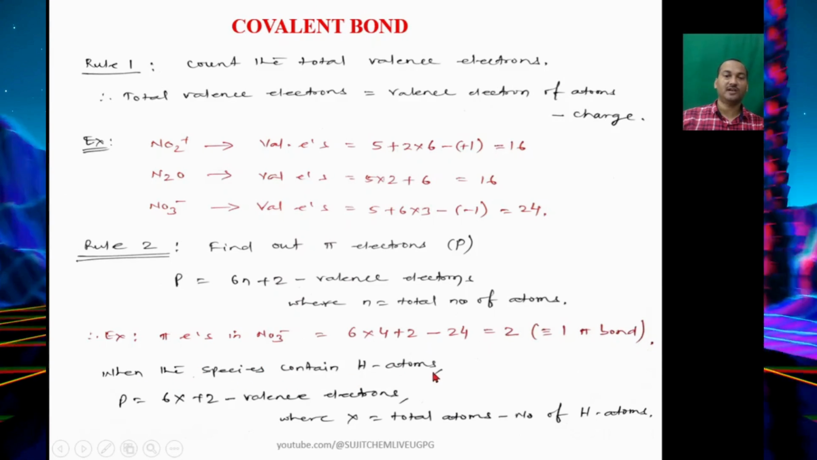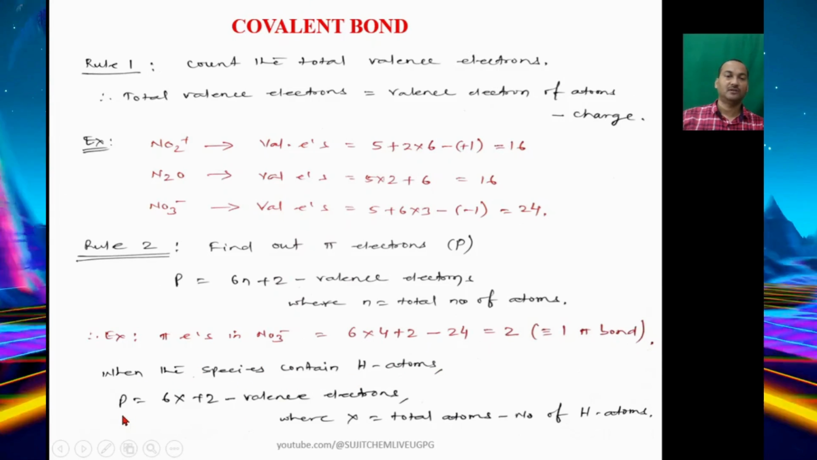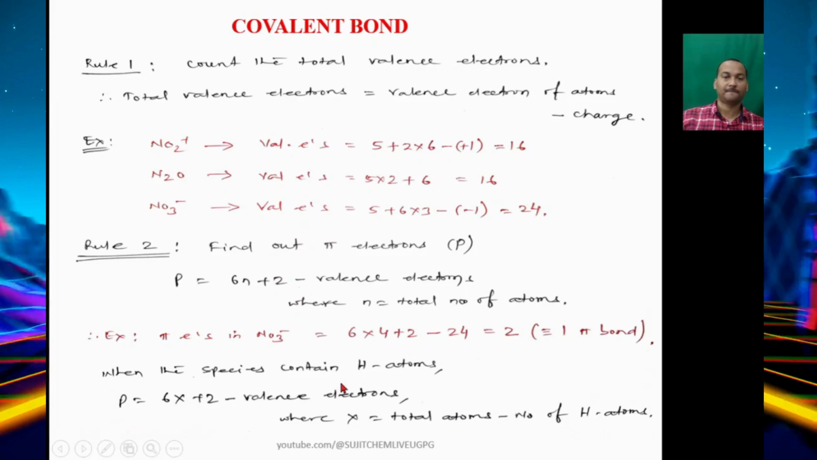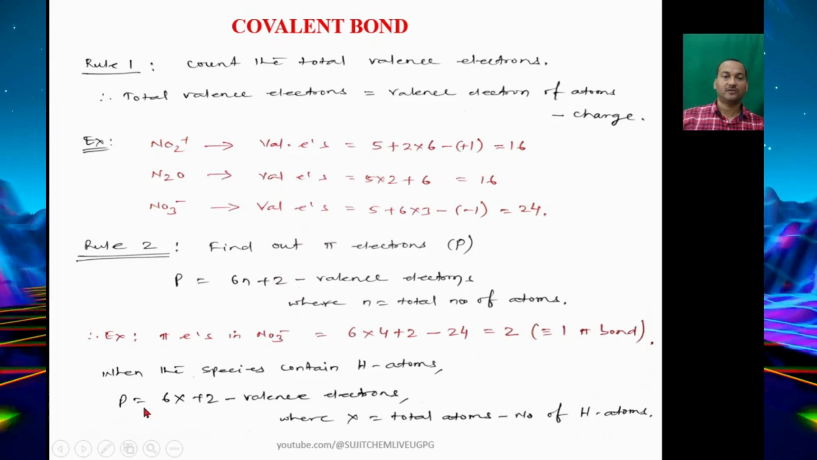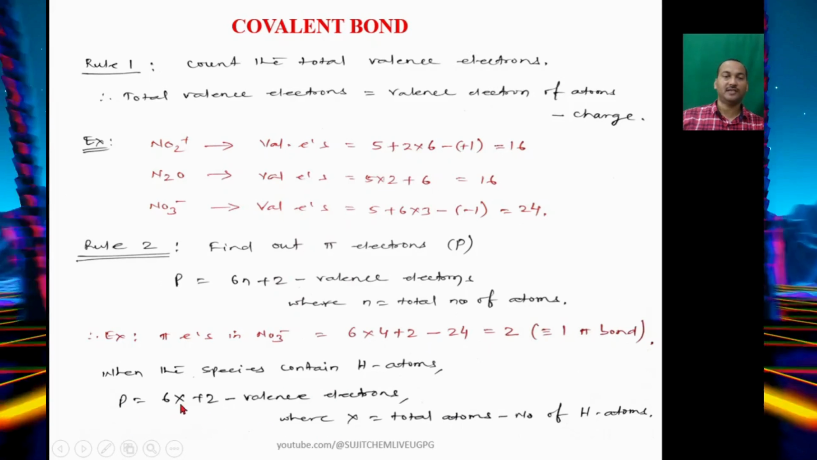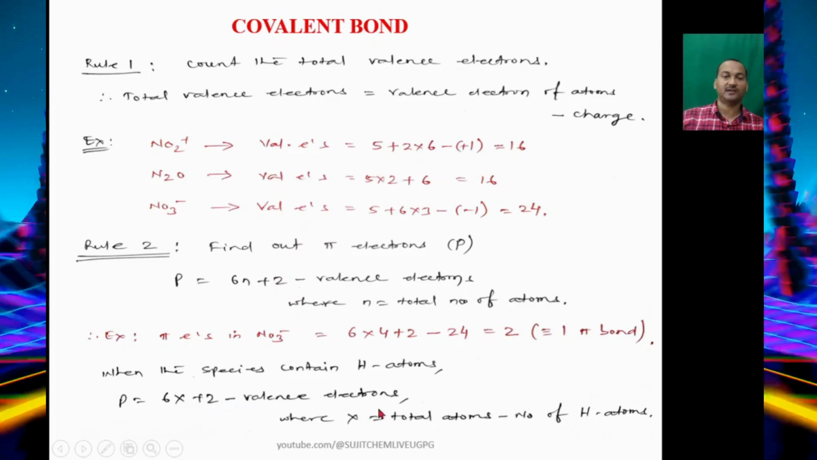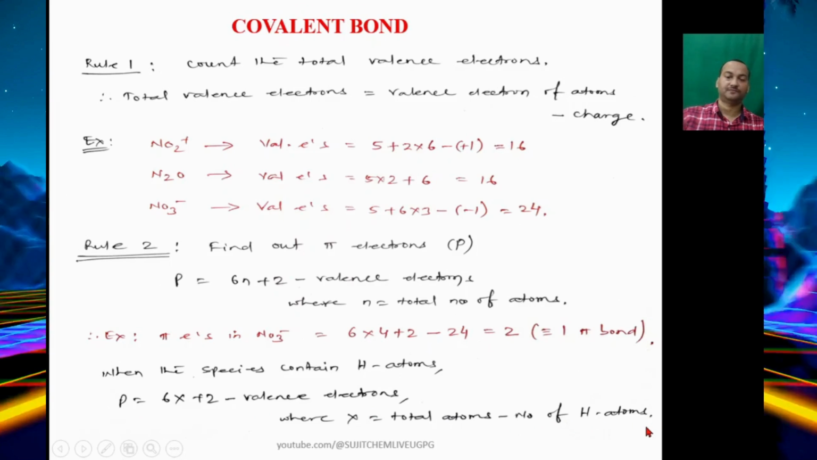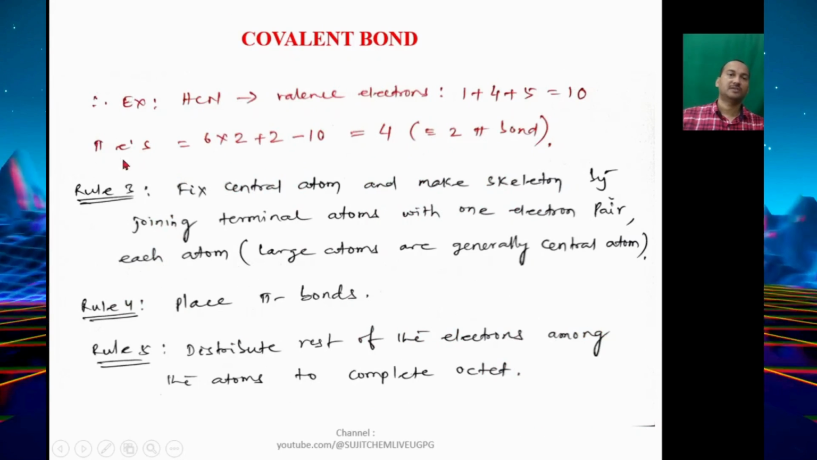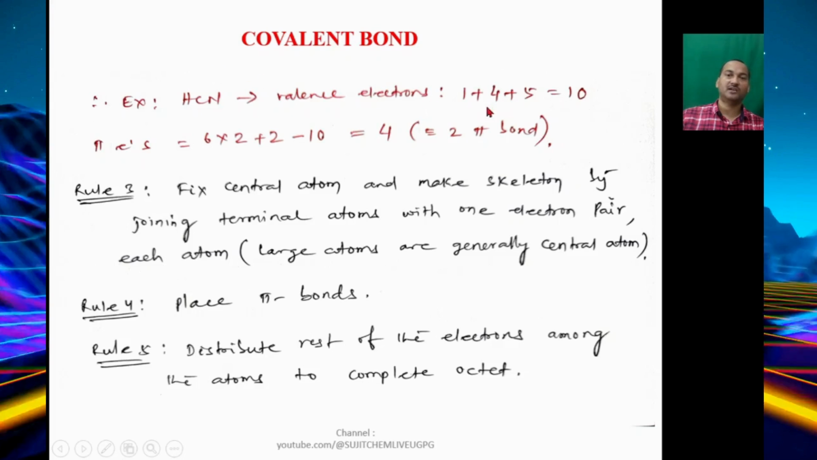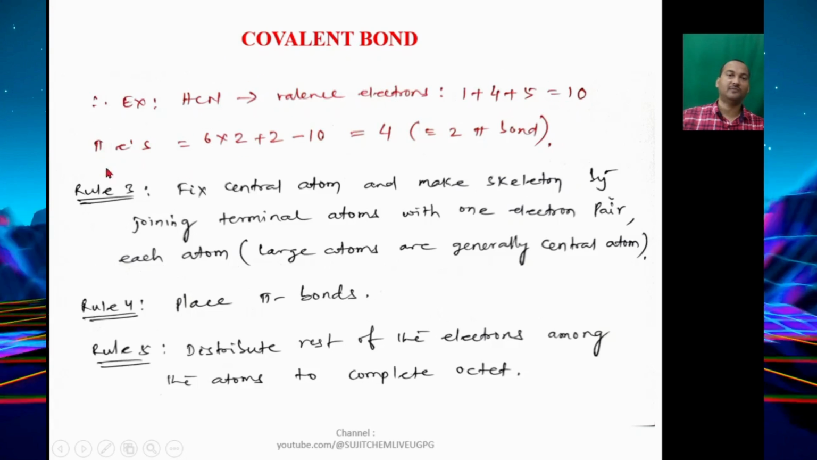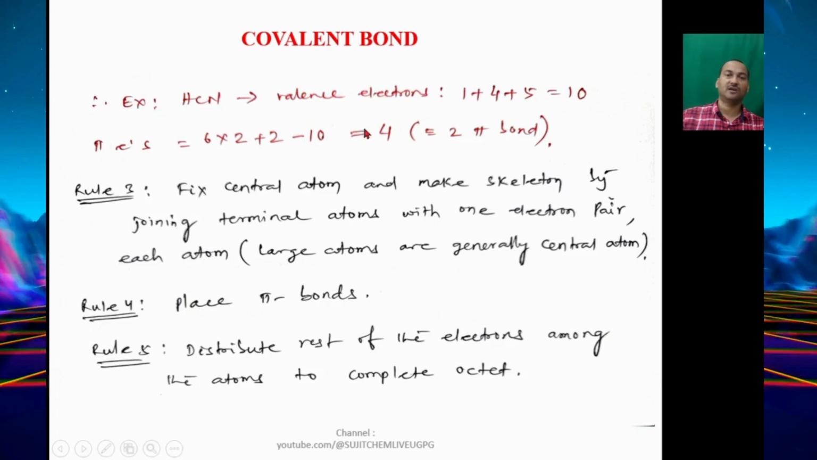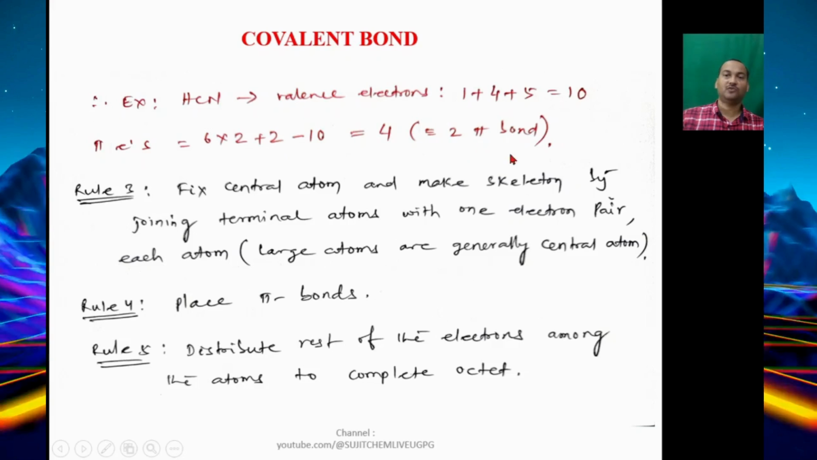When the species contain hydrogen atoms, this is the formula you have to use. P equals 6x plus 2 minus valence electron. Here x equals total atoms minus number of hydrogen atoms. Similarly for HCN molecule you can find out. It is found that valence electron equals 10 and pi electron will be equal to 6 into 2 plus 2 minus 10. So you have 4. 4 means you have 2 pi bonds.